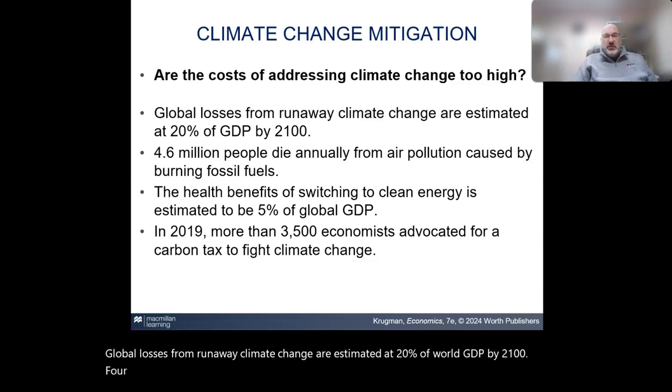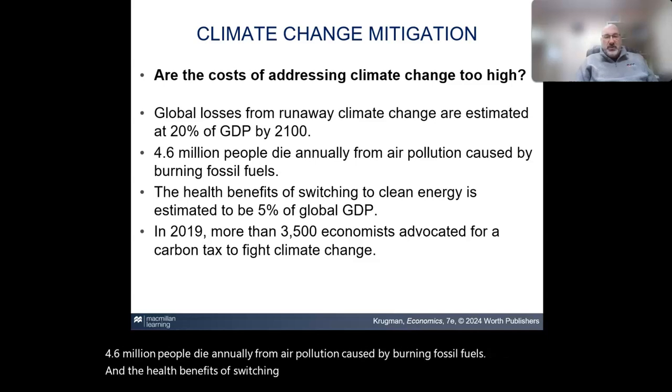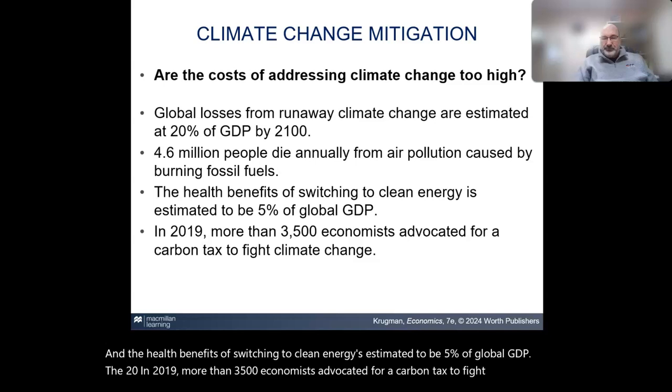4.6 million people die annually from air pollution caused by burning fossil fuels, and the health benefits of switching to clean energy are estimated to be 5% of global GDP. In 2019, more than 3,500 economists advocated for a carbon tax to fight climate change.